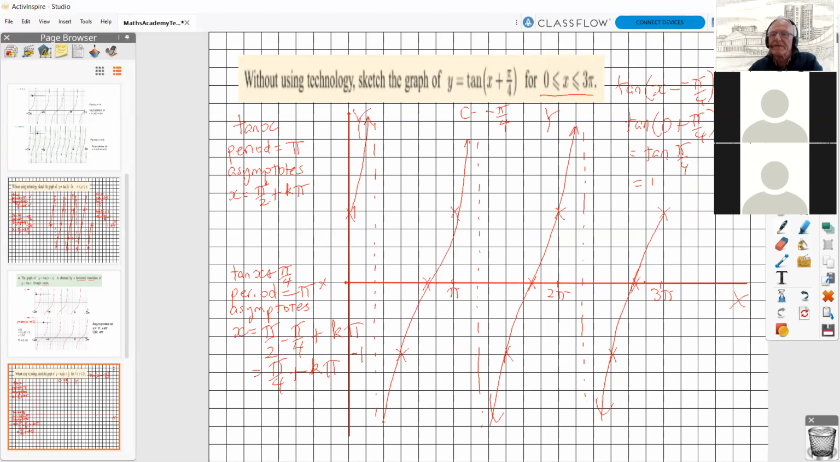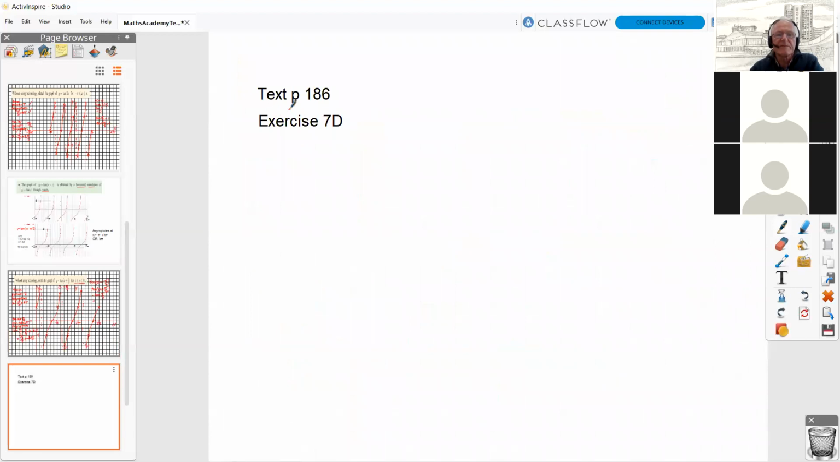Okay, well, that should be enough for you then to do all of text page 186, exercise 7D. If you've got any problems with that, email me and maybe I can help you via email or some way anyway.